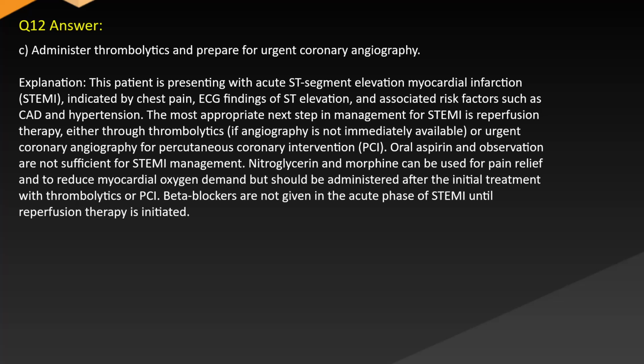Oral aspirin and observation are not sufficient for STEMI management. Nitroglycerin and morphine can be used for pain relief and to reduce myocardial oxygen demand, but should be administered after the initial treatment with thrombolytics or PCI. Beta blockers are not given in the acute phase of STEMI until reperfusion therapy is initiated.